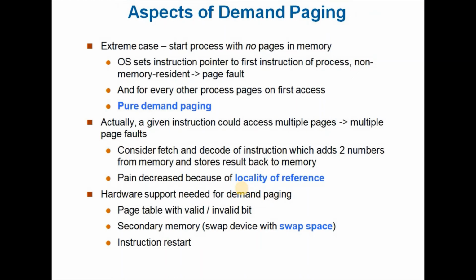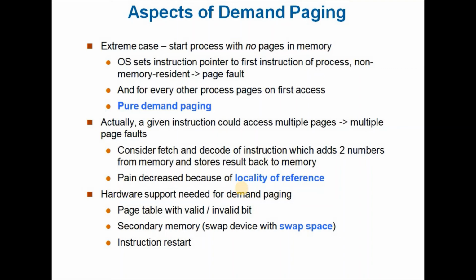Okay, aspects of demand paging. Extreme case: start a process with no pages in memory. Initially, there will not be any of the process in memory. The OS sets the instruction pointer to the first instruction of the process, which is non-memory-resident, so there is a page fault, and likewise for every other page of the process on first access. It is pure demand paging. That is, there is no data regarding that particular process currently. Only on request will it be loaded.